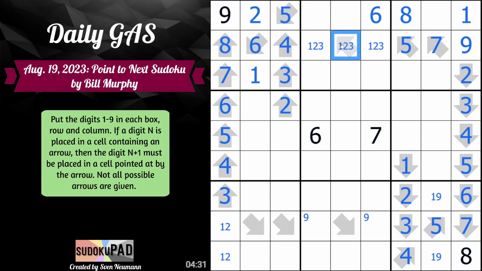It's not whatever digit goes here. If this is 1, this would be 2, but we already have 2. If this is 2, this would be 3. We already have 3. So this must be 3 to give us 4 here. Pull 3 out of here.